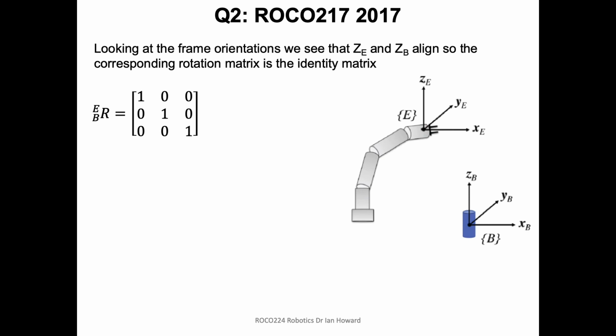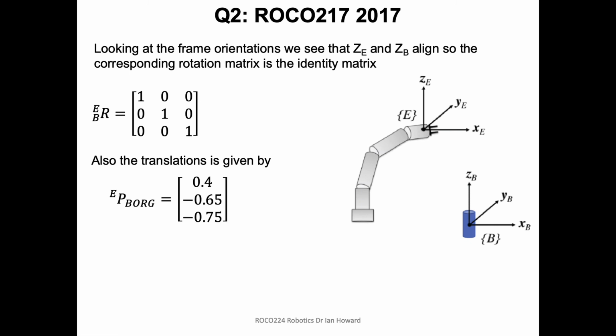Right, well, first of all, what we want to do is represent E in terms of B, and we see that they're both the same, right? XE equals XB in direction. We also notice that YE is the same direction as YB, so YE equals YB, and also ZE equals ZB. So we basically have the identity transformation between those coordinate frames in terms of rotation.